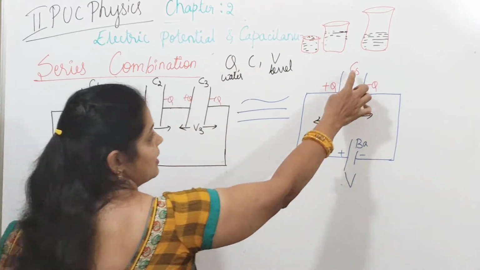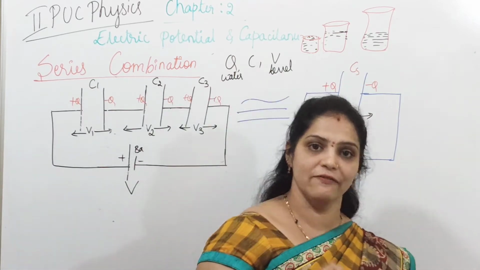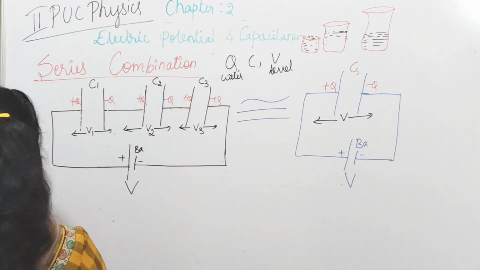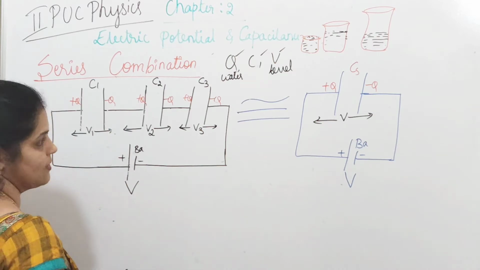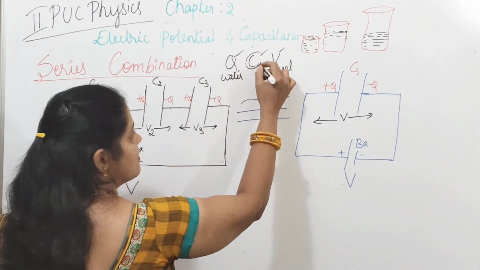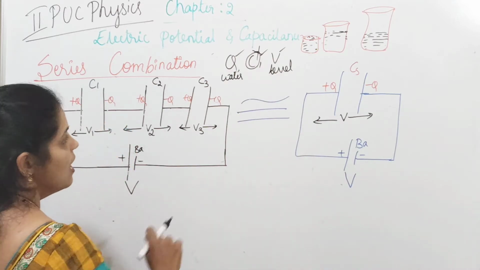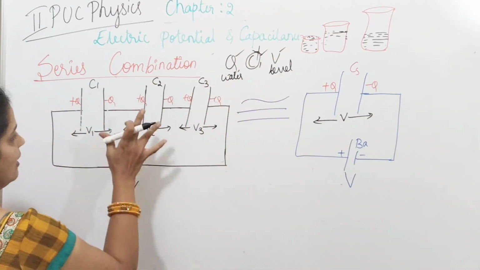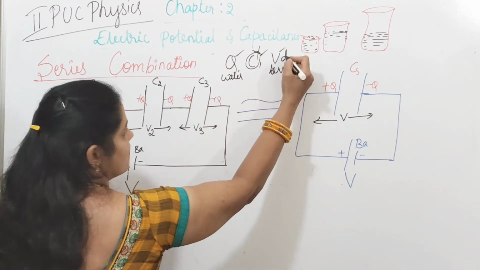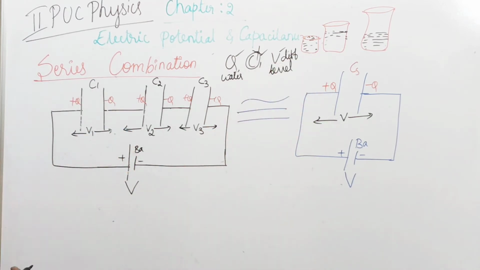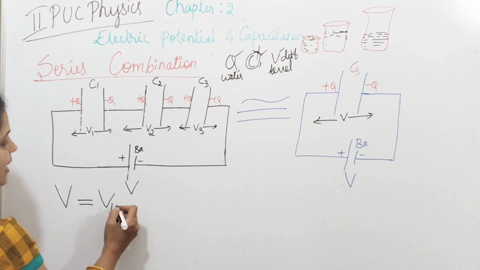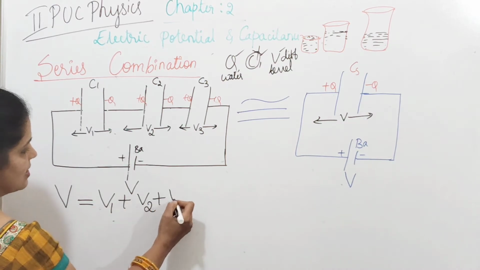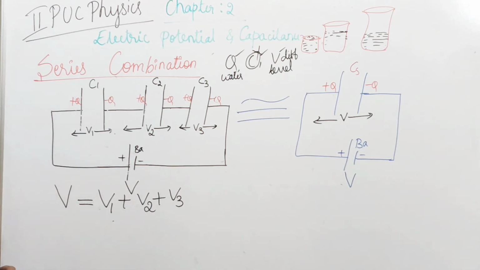Now, let me get the expression for CS. For that, out of Q, C and V, which is different, you have to write first. Here, C is always different. Out of Q and V, which is different? In series combination, V is different. Start writing the mathematics by considering the different one. So, the battery voltage can be written as the voltage across each capacitor: V = V1 + V2 + V3.